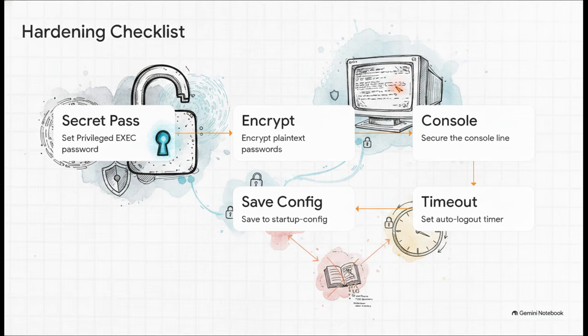Third, lock down the console port and kick those idle users out after 5 minutes using exec timeout 5 0. Only then do you save with copy run start. Why? Well, if you save before encrypting, you've just written your plaintext passwords directly to the device's flash memory. Always, always lock the doors before saving the floor plan.